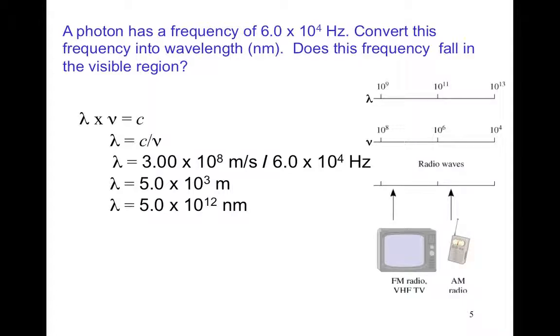And you'll get to do a few. So then you have to see if it falls in the visible region. You have to go back to the graph I showed you before. You have to look at where 5 times 10 to the 12th is for lambda, and you find that you're between 10 to the 11 and 10 to the 12. It's more likely something like an AM radio station than it is something you can see with the human eye.